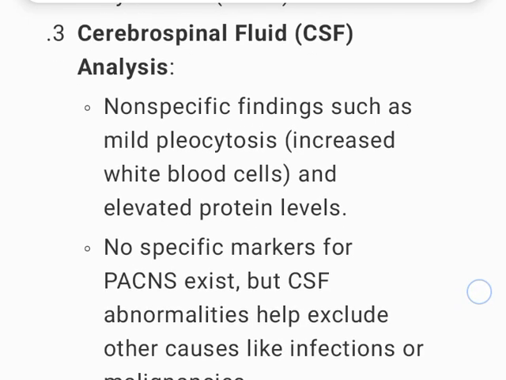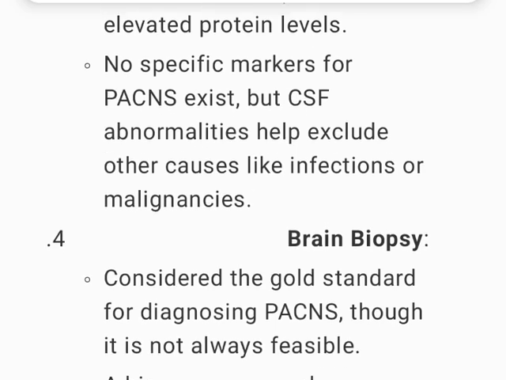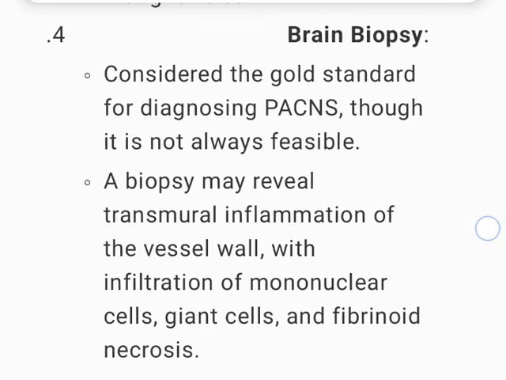3. Cerebrospinal fluid, CSF, analysis. Nonspecific findings such as mild pleocytosis, increased white blood cells, and elevated protein levels. No specific markers for PACNS exist, but CSF abnormalities help exclude other causes like infections or malignancies.